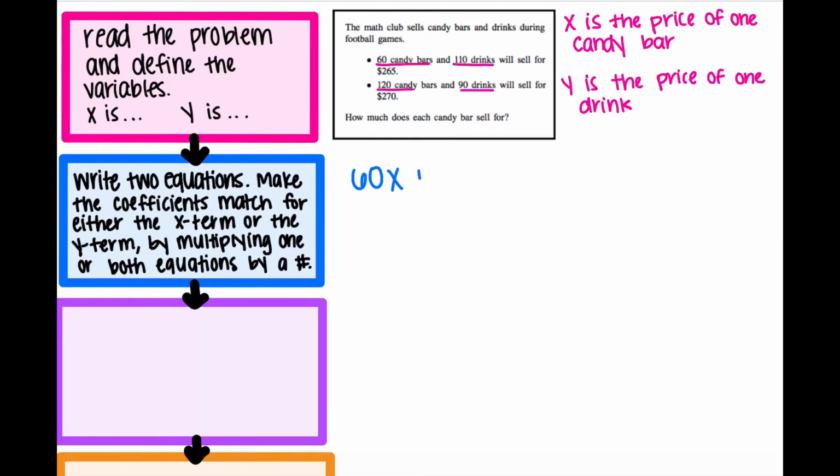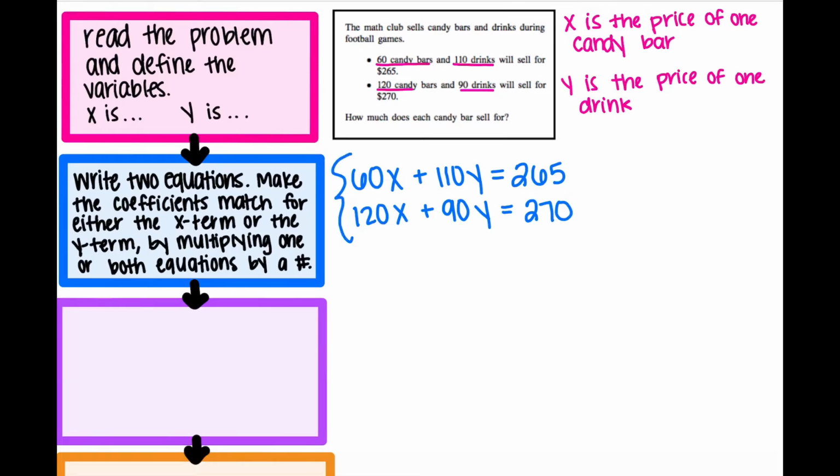60 times the price of a candy bar plus 110 times the price of a drink is a total of $265. Next, 120 times the price of a candy bar plus 90 times the price of a drink is a total of $270. This is our system of equations.